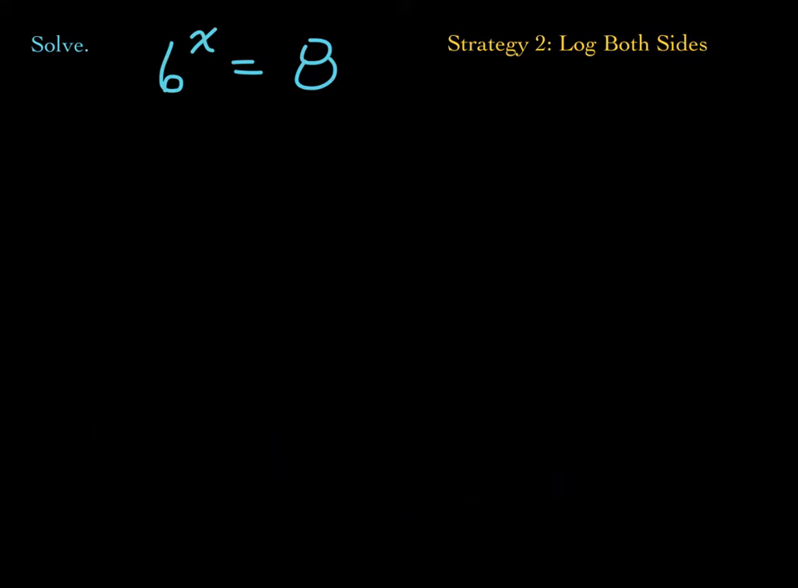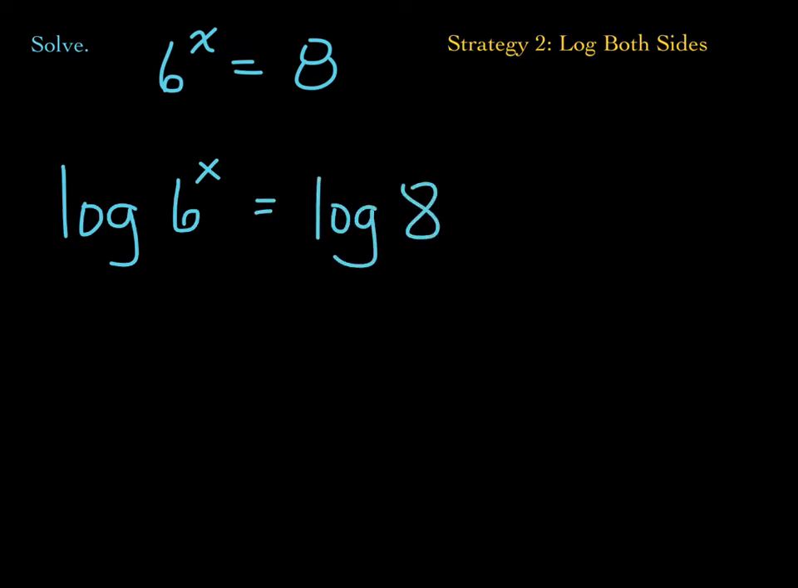Now, when I say take log of both sides, it doesn't matter what kind of base you take of both sides. A log base 10 of both sides is what I'm doing. I'm doing a common log of both sides. You're probably going to want to use common log most of the time, or the natural log of both sides.